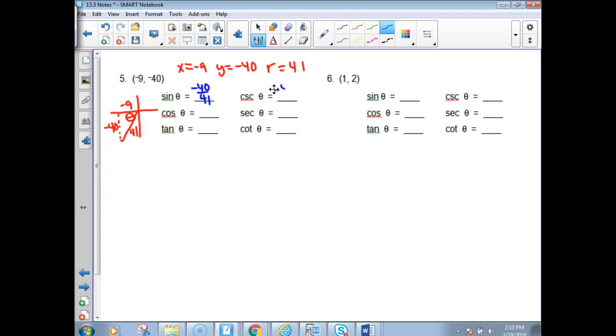And then I'm just going to do the reciprocal real quick. Cosecant would be negative 41 over 40. Cosine's negative 9 over 41. Secant, negative 41 over 9. And the tangent, 40 over 9. It will be positive because a negative divided by a negative is a positive. Cotangent will also be positive.